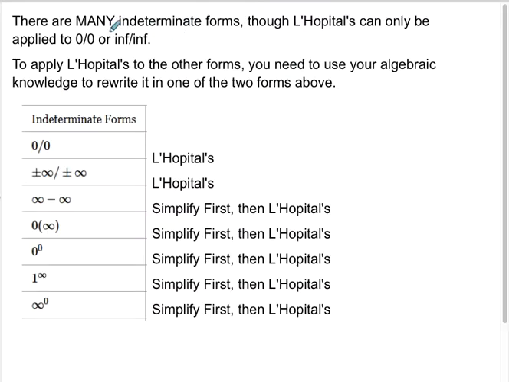All right, so there's a bunch of indeterminate forms, right? L'Hopital's can only be applied to 0 over 0 or infinity over infinity.